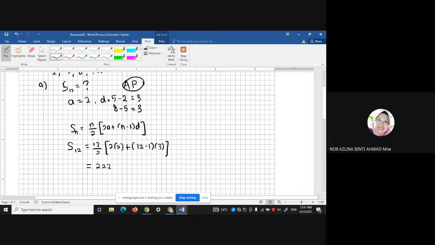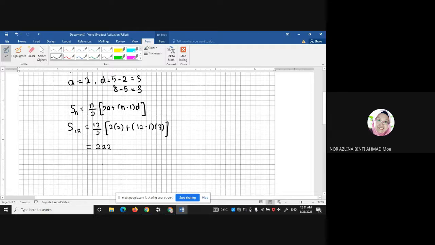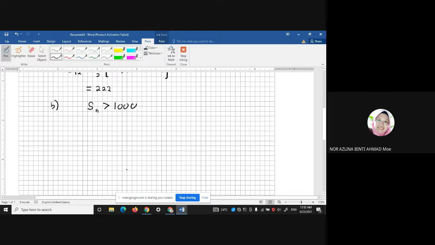Okay, that is for A. For B. The minimum number of days if there are more than 1000 hexagonal holes made. So the minimum number of days. Now is it Tn or Sn? If more than 1000 hexagons have been made, it must be Sn, because the holes accumulate and increase. So Sn is greater than 1000.